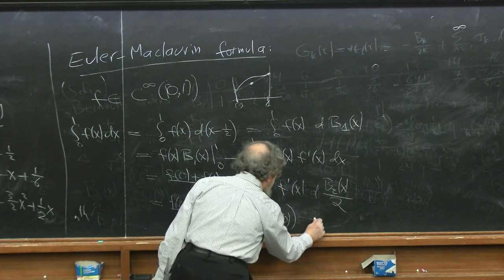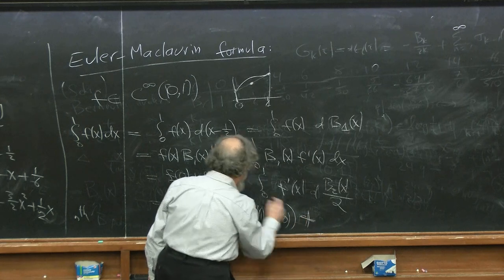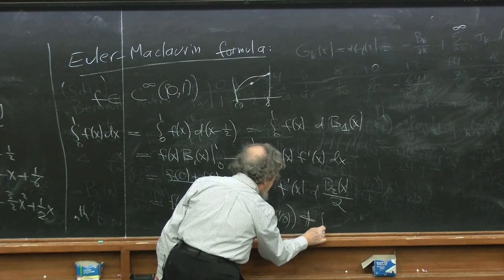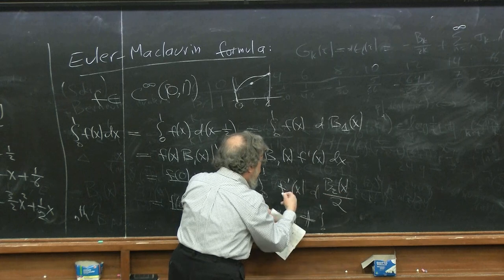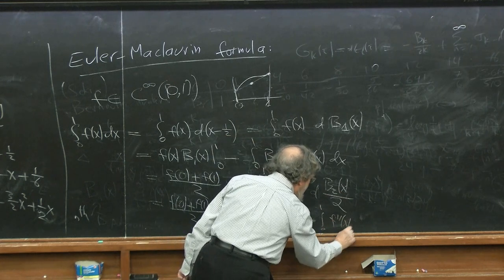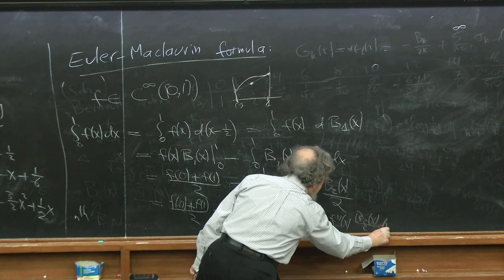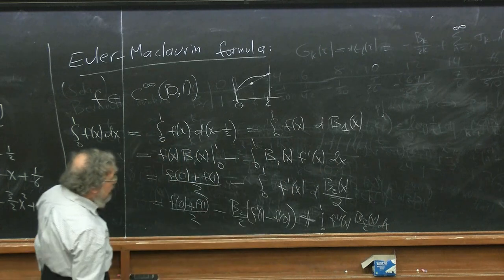And then by integration by parts again, you get the value at the endpoints. You have to change the sign, so the minus becomes plus. And now you get b2 of x times d of f prime of x, which is f double prime of x, b2 of x over 2 dx. And now you see what's going on. I can do it again.